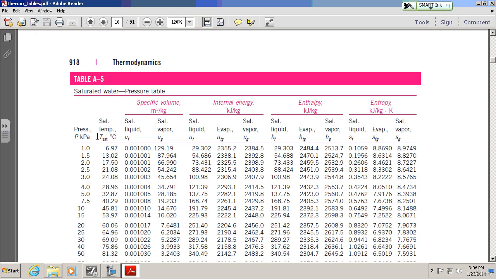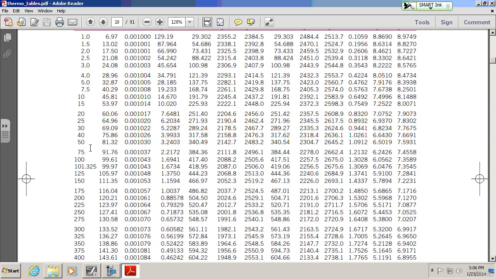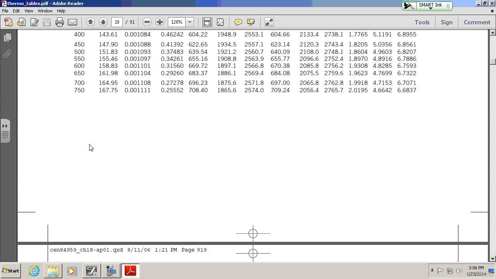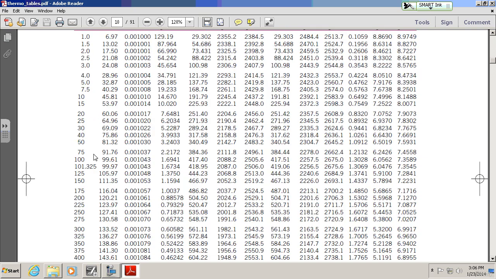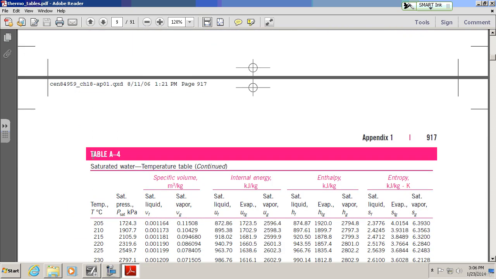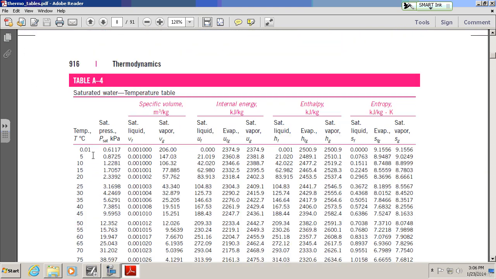Okay? It's all listed by temperature. And the next part, it's all listed by pressure. It's the same information. Okay? Because when you're in the saturated part, whether you're saturated water, the temperature and pressure are dependent, which means this. If you tell me, oh, I have a saturated water, and you tell me what the temperature is, I automatically know what the pressure is. If you have saturated water and you tell me what the pressure is, I automatically know what the temperature is.